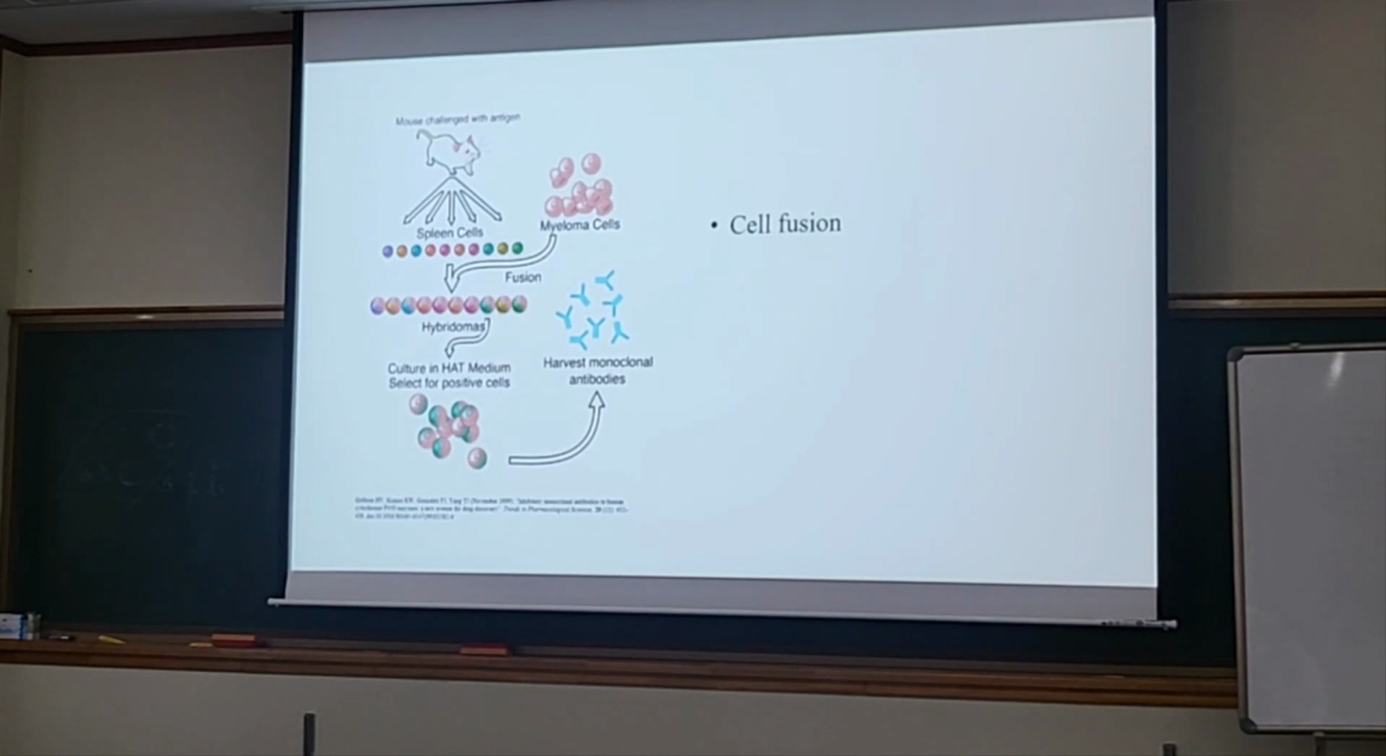So a selection procedure, where we select hybridoma cells, the fused cells, from unfused undesirable cells, is needed. And only then can we proceed to select the optimal antibody that binds the target we want. And in this presentation, we are going to be focusing on hybridoma selection.